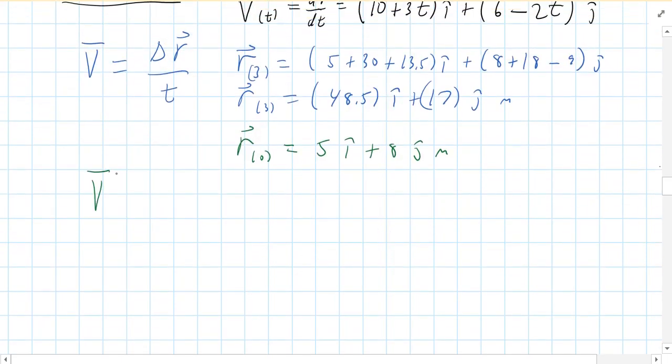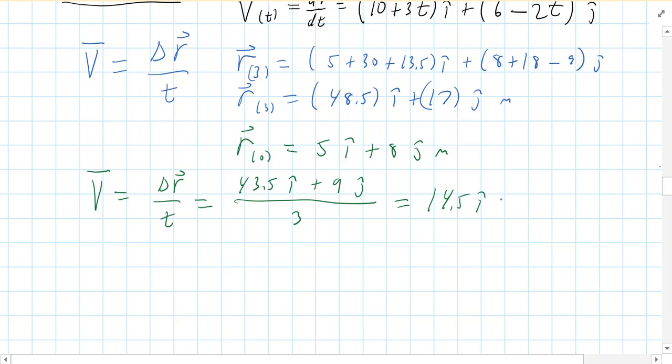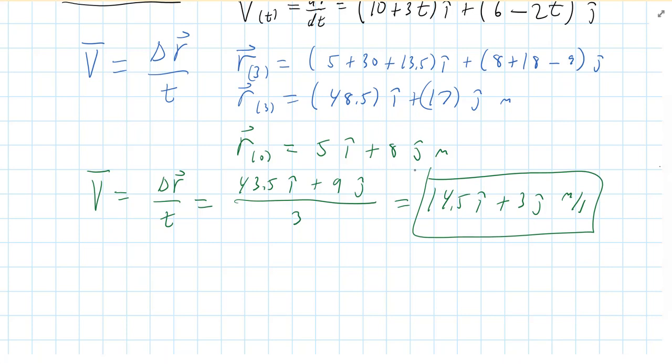To do the average velocity, we're going to do delta r over t. So we're going to take the blue minus the green. That's final minus initial. So 48.5 minus 5 is 43.5 i hat. And then we have 17 minus 8, which is 9 j hat. And the time that elapses is 3 seconds. And we end up getting 14.5 i hat plus 3 j hat meters per second. So that is the average velocity of this object as it travels between 0 and 3 seconds, okay?